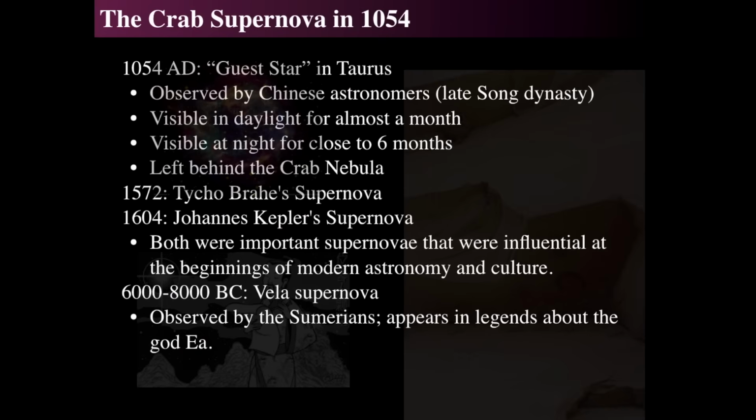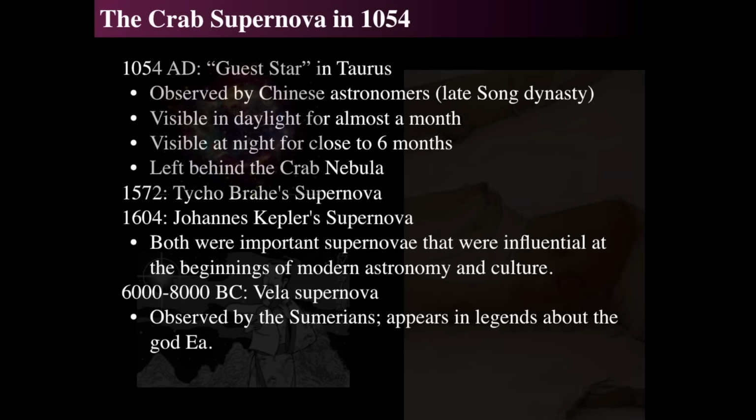So today what we're going to talk about are some historical supernovae that actually light up the skies today. In 1054, there was a guest star in the constellation of Taurus. It was seen by Chinese astronomers way back in 1054, and it was visible during the day for about a month and visible at night for almost 2 years. I think I got the wrong number here, 6 months. No, actually it's closer to 2 years. And this thing left behind the Crab Nebula, or Messier object number 1.